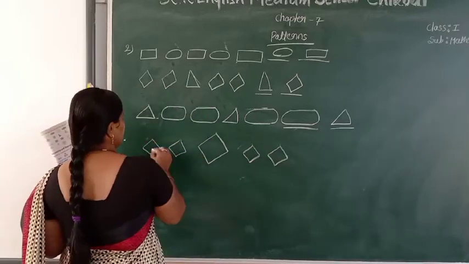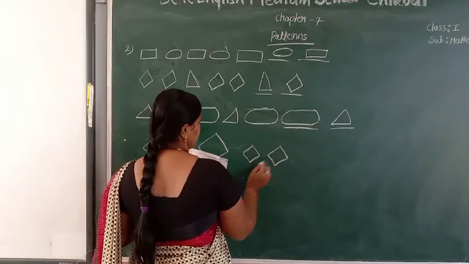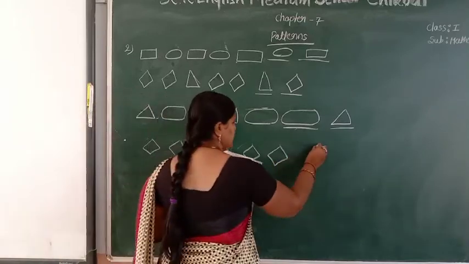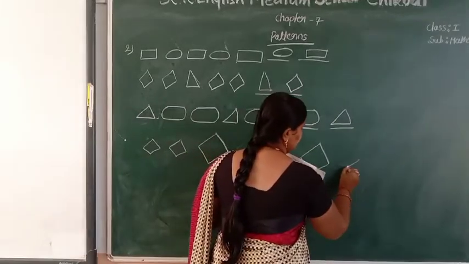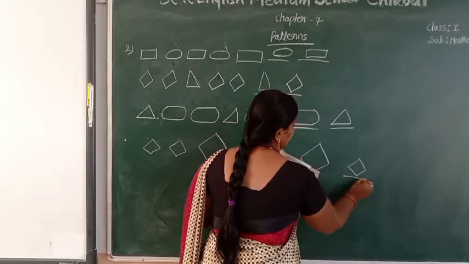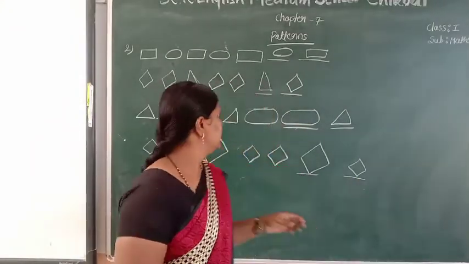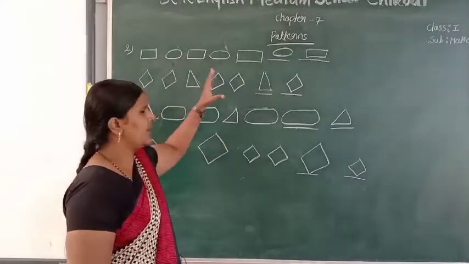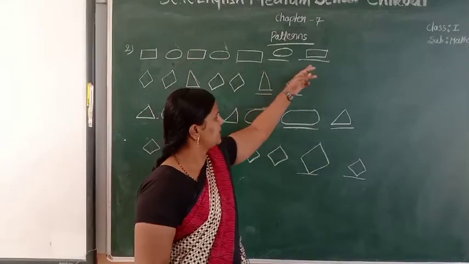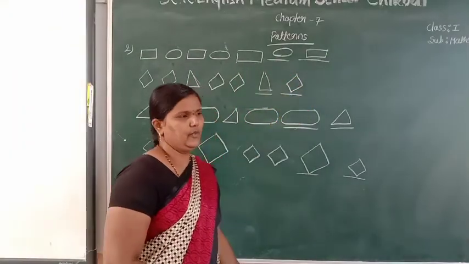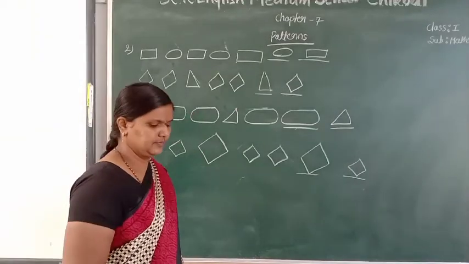See here, these 2 small shapes are there. Again this one is bigger. Again 2 small shapes. After that, one is bigger. And after this, again one small. Okay, understand no? Patterns means complete that design. Rectangle, oval, rectangle, oval, rectangle, oval, rectangle, like this. Continue it. Okay, you have to complete like this.